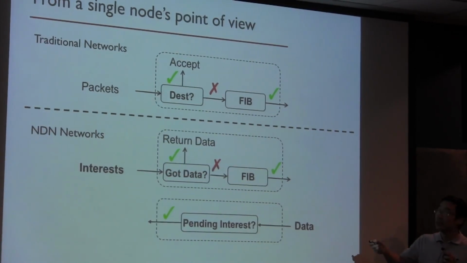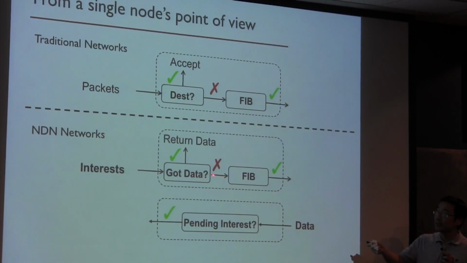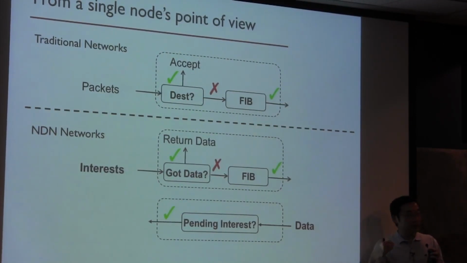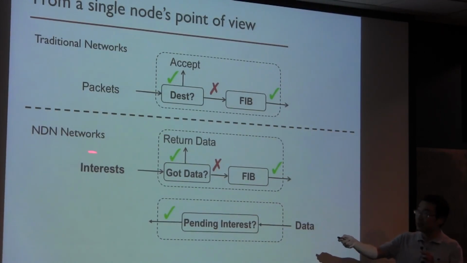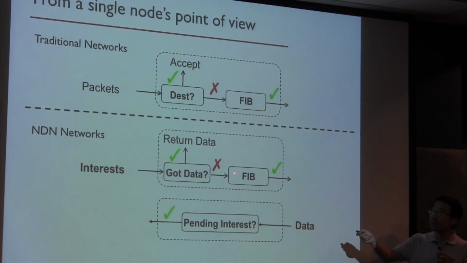And it's done. Okay. If this node doesn't have the data, you try to forward it. You look at the name and look at your routing table, see whether you know where the data potentially could be, and you forward toward there. So that's how you process the interest. First, check whether you have the data. If you don't have the data, you try to forward it out. Okay. And when the data come back, you look at whether there's any pending interest waiting for the data.